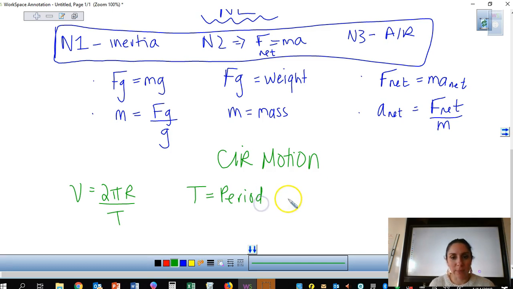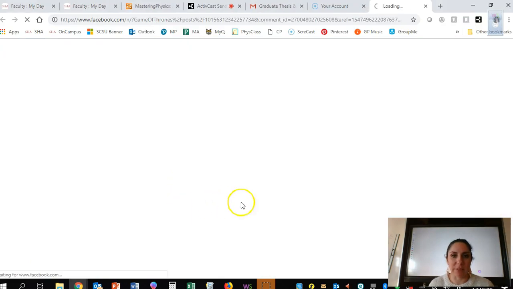Period. I'm going to put the unit here. You're not allowed to do that, but period has to be in seconds. So if I give you a period in minutes or hours, you must convert that to seconds. And that is a very special type of time. It's not just any time.